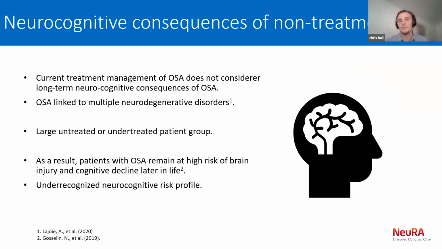When we talk about sleep apnea management, what we often neglect to talk about is the neurocognitive consequences of obstructive sleep apnea. Sleep apnea has been linked with various neurodegenerative disorders. This means both earlier onset and increased prevalence in the sleep apnea population. Because we lose such a large number of people to treatment, we have a very large untreated and undertreated patient group. As a result, many of these people remain at high risk of brain injury and cognitive decline. This is something we almost never talk about, but we really should be talking about more often.